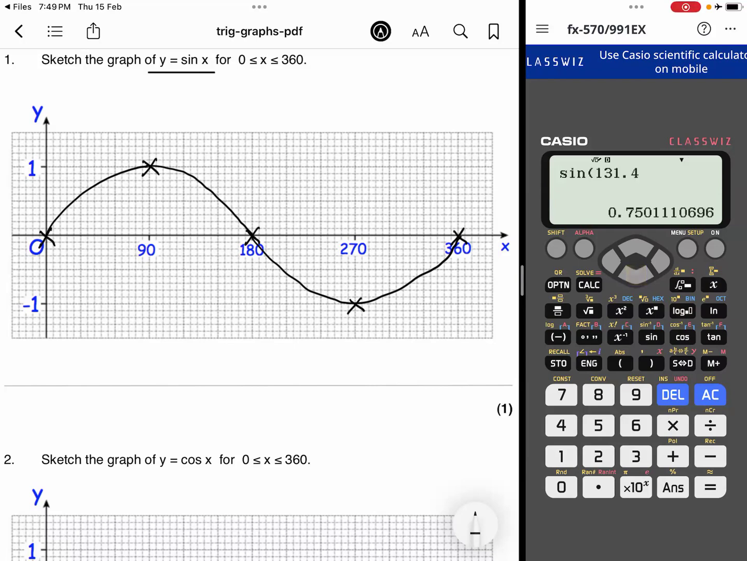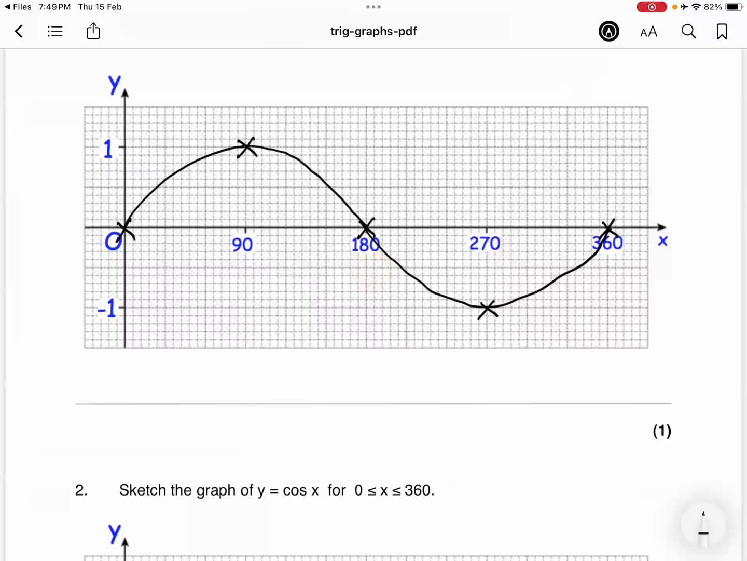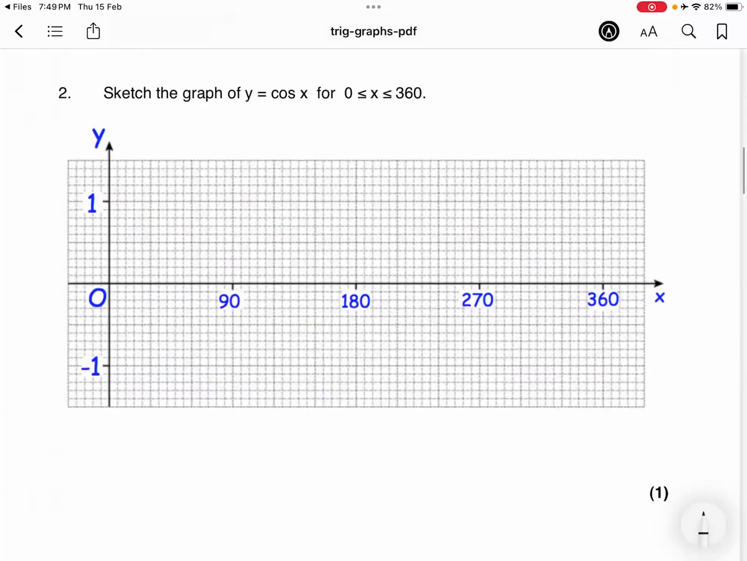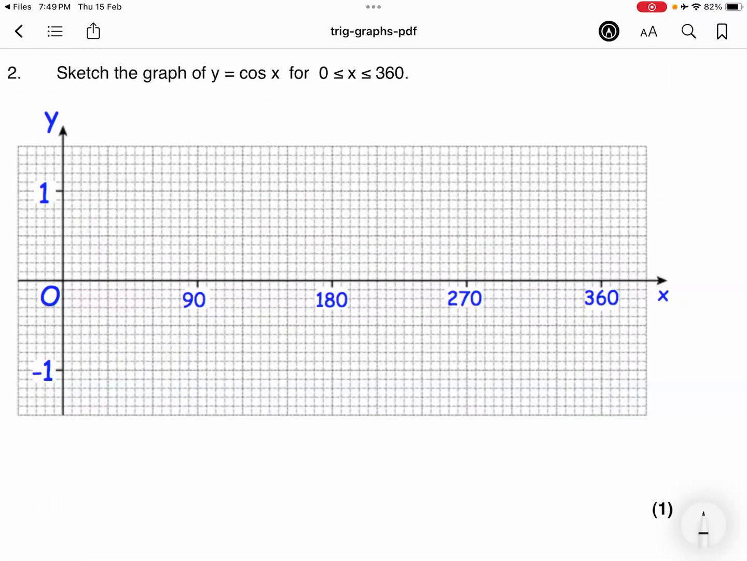Yes sir. That's very good, it became easy. Look, y equals cos x. Okay, cos 0 is what? 1. Cos 90 is 0. Cos 180 is -1. Look, I remember the values. And cos 270 is 0 and cos 360 is +1.